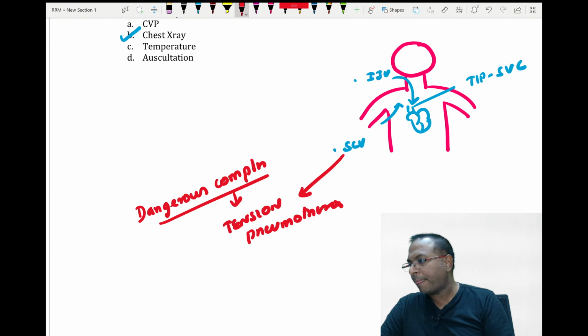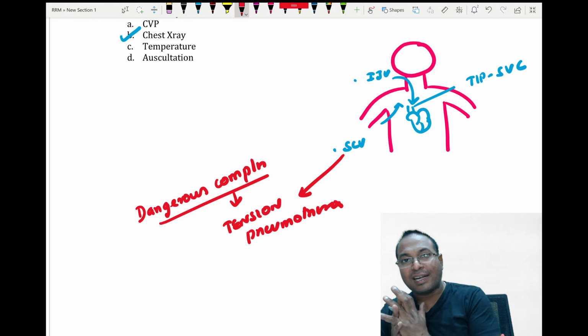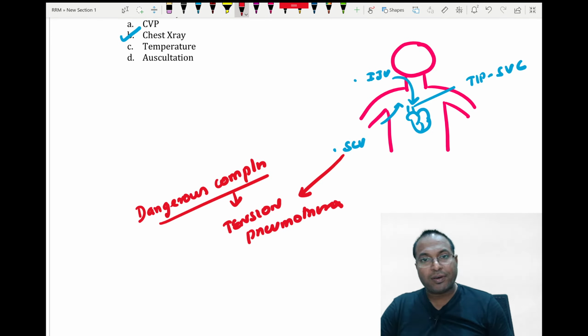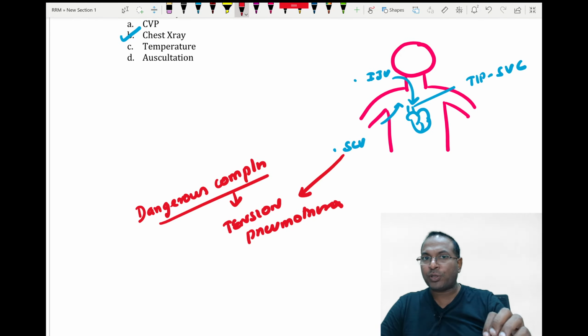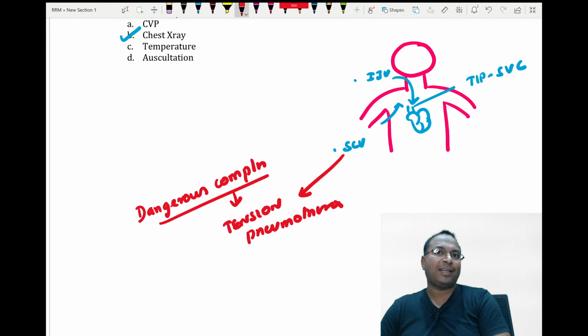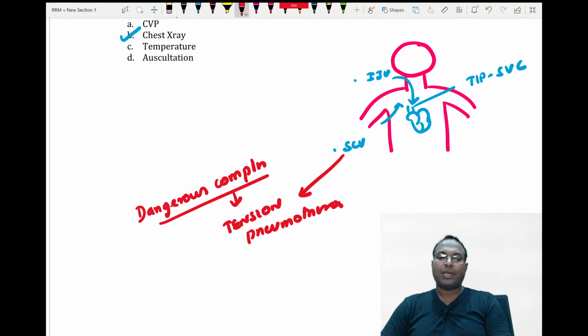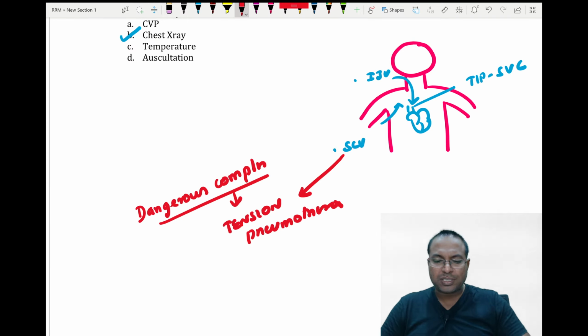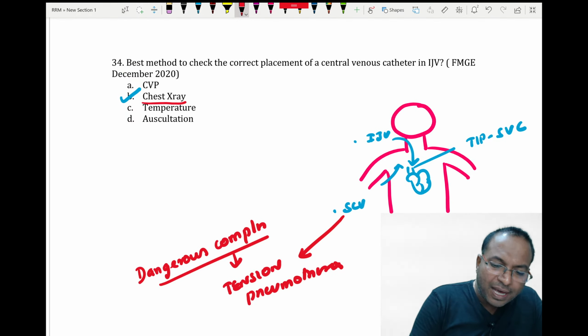Okay. There are many questions in central vein. If I start taking central vein catheter, it will take more than half an hour to 1 hour. So the dangerous complication is tension pneumothorax. Infection is common with the femoral vein catheter. In a trauma, IJV is used. For elective cases, I will use subclavian vein. There are so many questions. The point is the tip should be in the SVC, which is confirmed by X-ray chest.